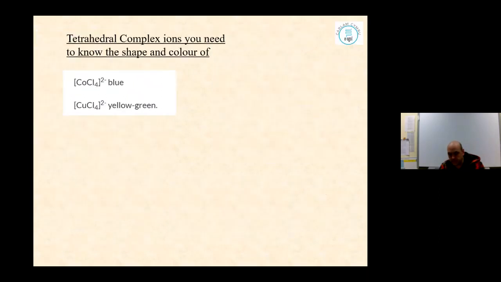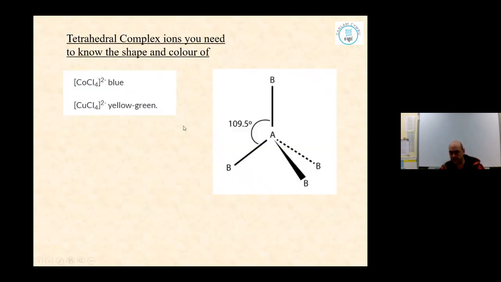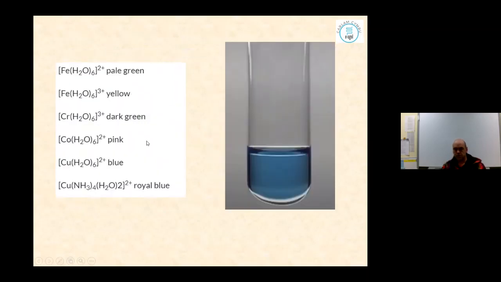You've also got your tetrahedral. There are only 2 that you need to know. This is going to help when you come on to do your ligand exchange. So you've got this cobalt and this copper. So there's your shape. Again, practice drawing it because you may be asked to draw them. All right, good. So, learn your colours, learn your formulas of the complexes. These are the only ones you need to know, and you've got your tetrahedral ones as well.